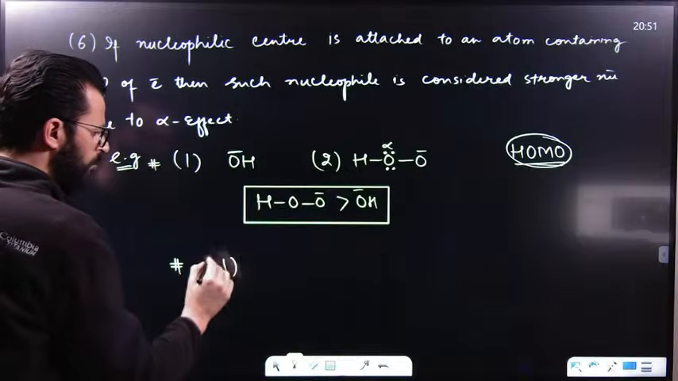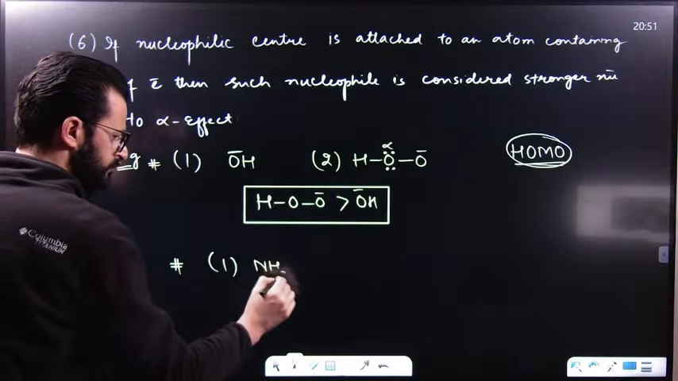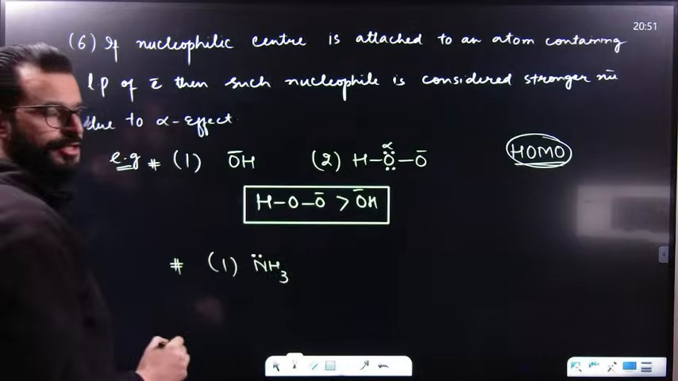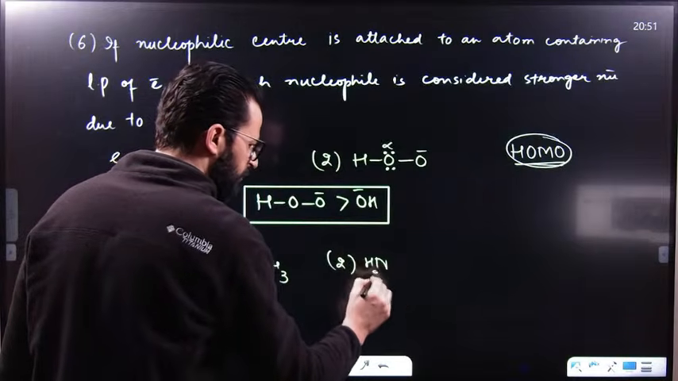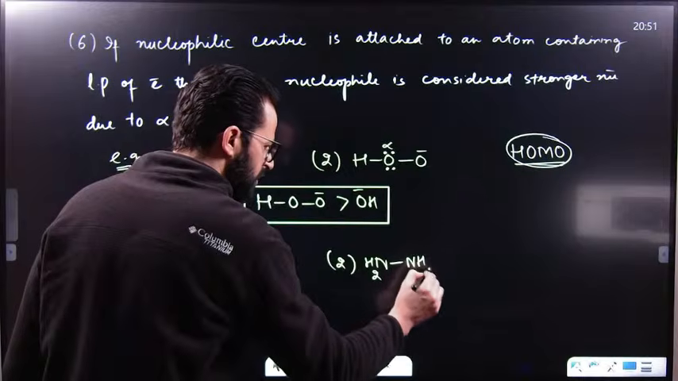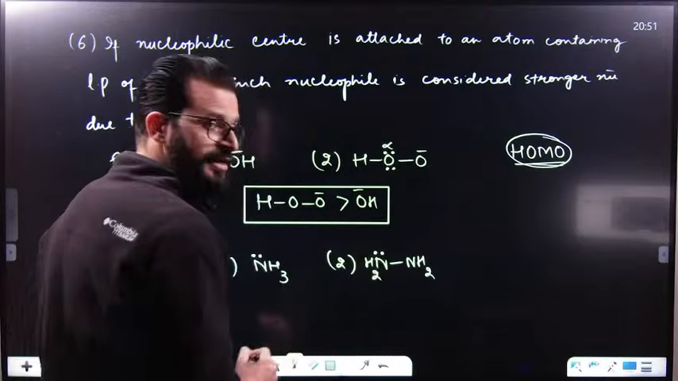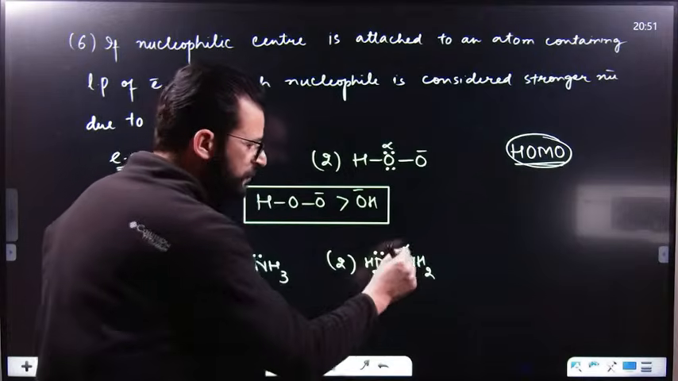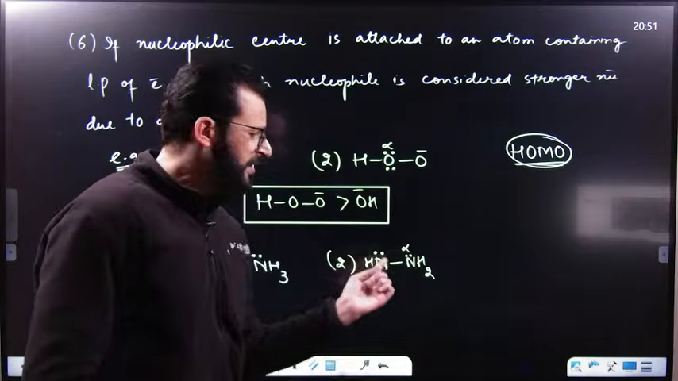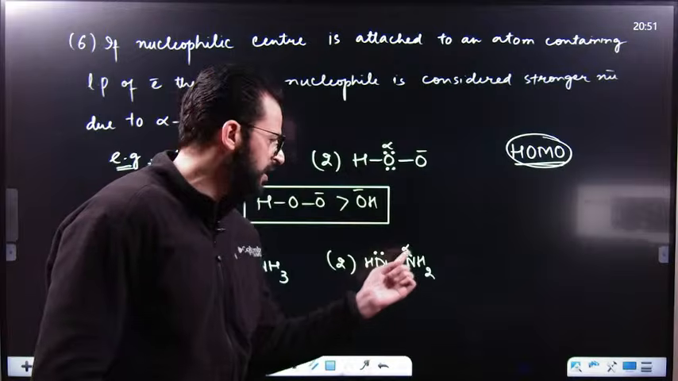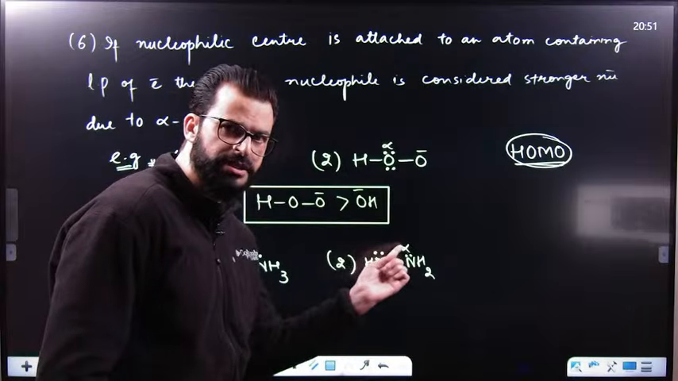If you are having ammonia, here nitrogen is the nucleophilic site. But if you take an example of hydrazine, and this is the nucleophilic site, then this is alpha. In a nutshell, at the alpha position there is an atom containing a lone pair of electrons, so there will be repulsions.